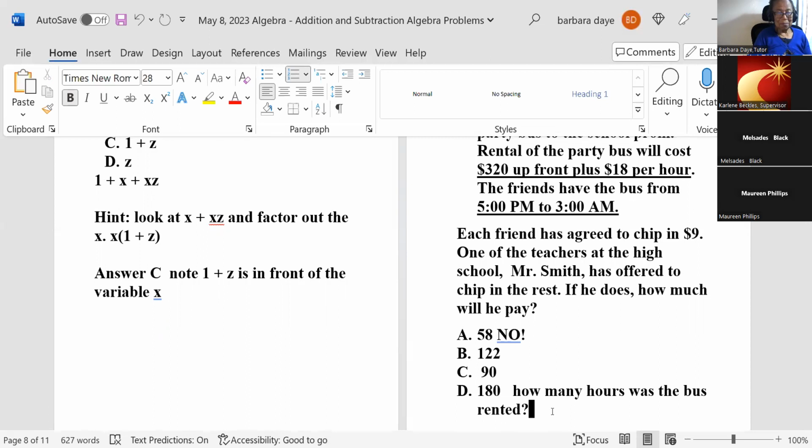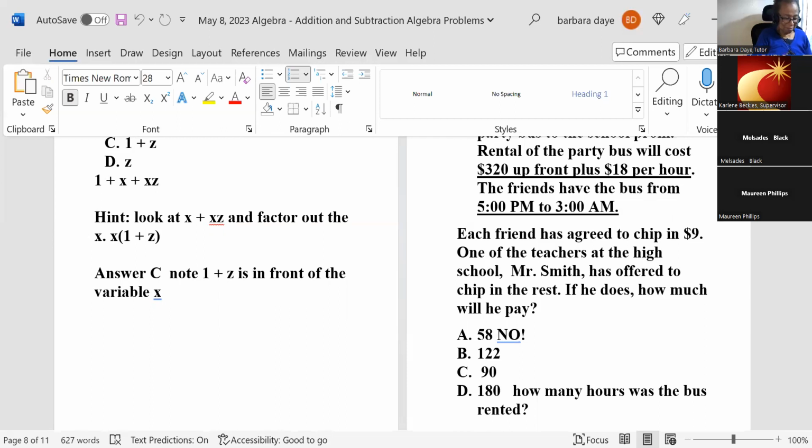Oh, the bus was rented from 5 to 3. So 5, 6, 7, 8, 9, 10, 11, 12, 1, 2, 3. That's 10 hours. So 10 by 18 is 180. Yeah, 10 by 18 is 180. So that's $180 for the hours.